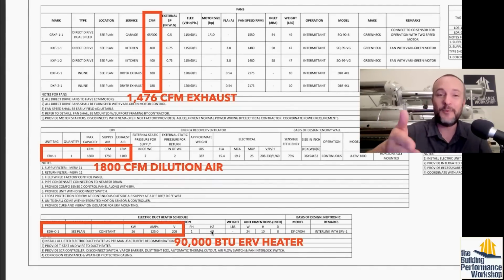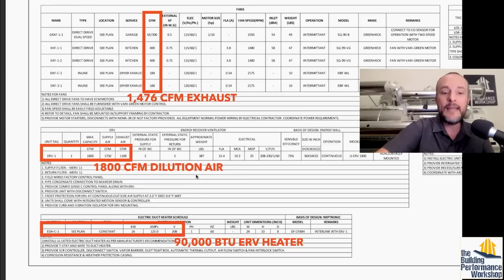What we actually find when we run the calculation on this for ASHRAE is we need something like 350 CFM of balanced ventilation for this home, and 1800 is obviously five or six times that. So we're not going to do that.